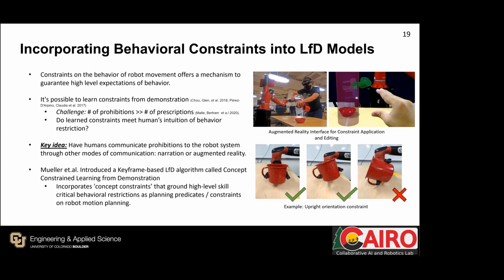So the key idea is to instead have human beings directly communicate these prohibitions to the robot system through other modes of communication like narration or augmented reality, and perhaps encode them in such a way that they are usable by learning from demonstration methods. And this is something that I introduced in an algorithm called concept-constrained learning from demonstration, which essentially augments the keyframe-based LfD method that I just introduced by shaping the sequential pose distributions through a rejection sampling mechanism to ensure that those pose distributions are representative of the constraints on your system.